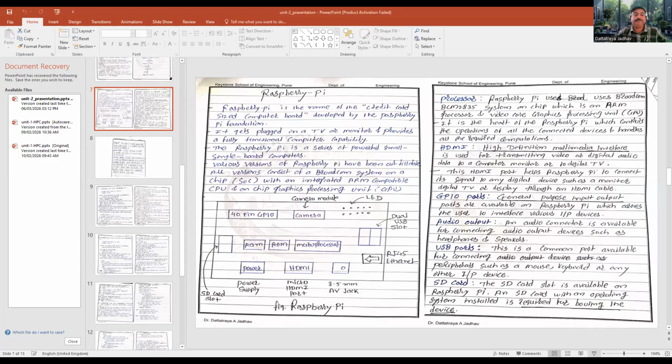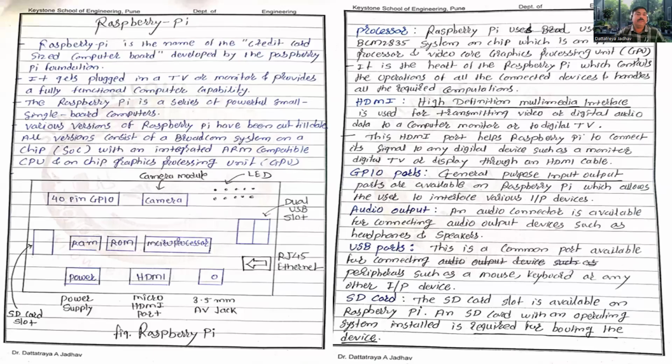Okay. So in the last lecture we studied the concept of Raspberry Pi. What is Raspberry Pi? Raspberry Pi is a credit card size computer board which contains both an ARM processor and a GPU processor. That parameter we know about.